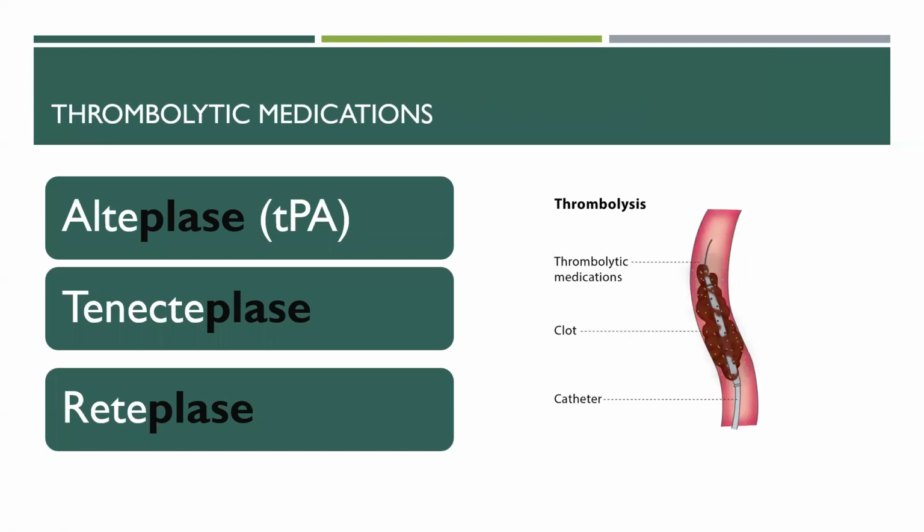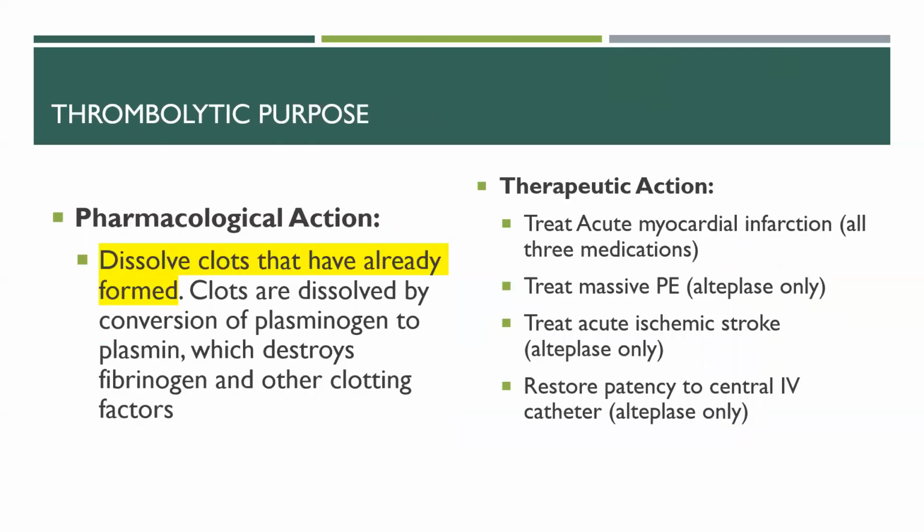So the next one we're going to be talking about is our thrombolytic medications. All of these end in place: alteplase, tenecteplase, reteplase. And alteplase here is our most common thrombolytic we use, and that is our TPA. And what a thrombolytic does is this is the medication that actually dissolves a clot. So this one is a true blood thinner. So if you're going to use the terminology blood thinner, the only time you can use it is with thrombolytic medications. So like I said, they dissolve clots that have already formed.